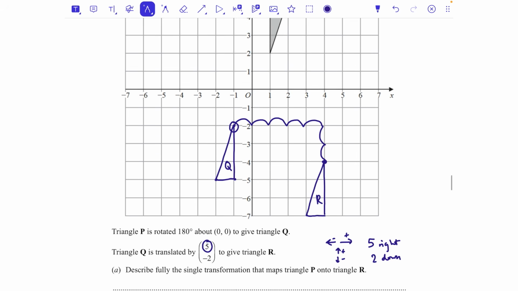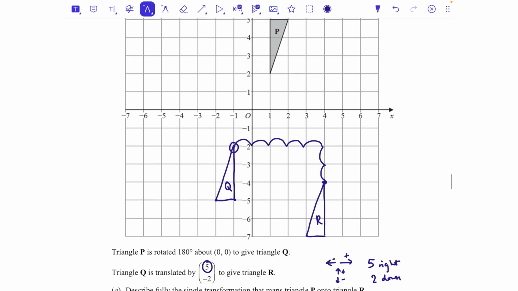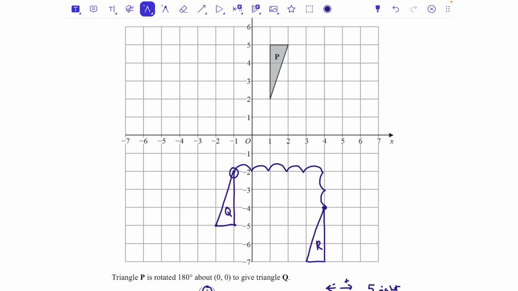Now I'm being asked to describe fully the single transformation that takes P to R. So how would I get from P to R? And that is going to be a rotation still, but it's going to be around a different point. So here is where you'd get your tracing paper again. You'd put it on P and you'd try different coordinates until it landed on that.